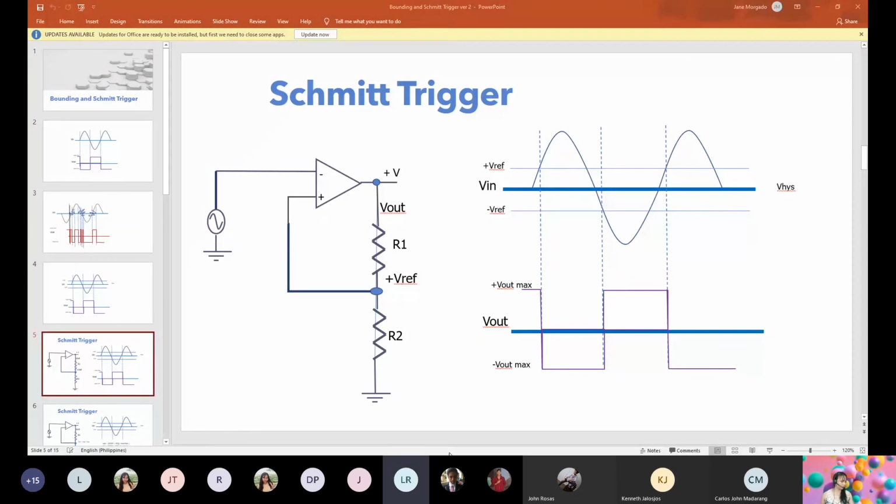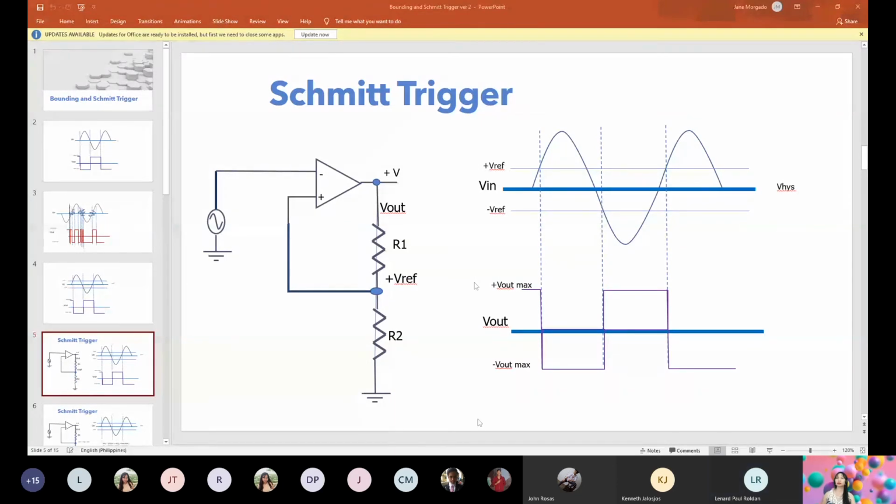Hindi align, ma'am. The two graphs, the one on top and the one on the bottom, are aligned. Okay. So the two resistances are connected where? Where is it connected? Saan siya connected?